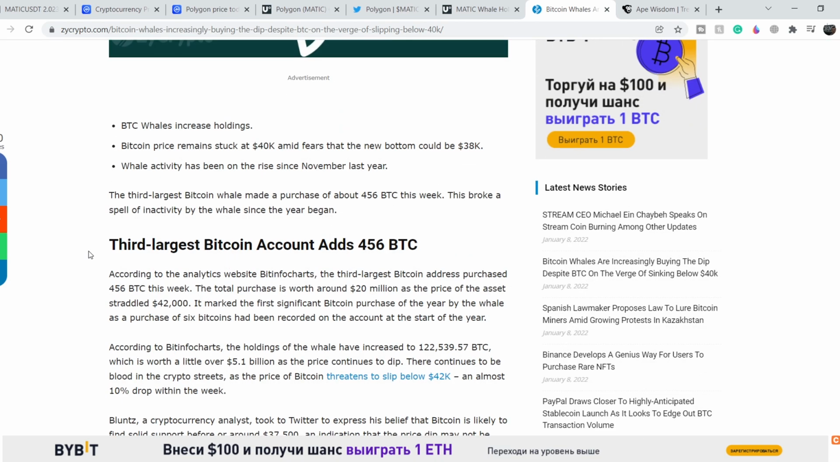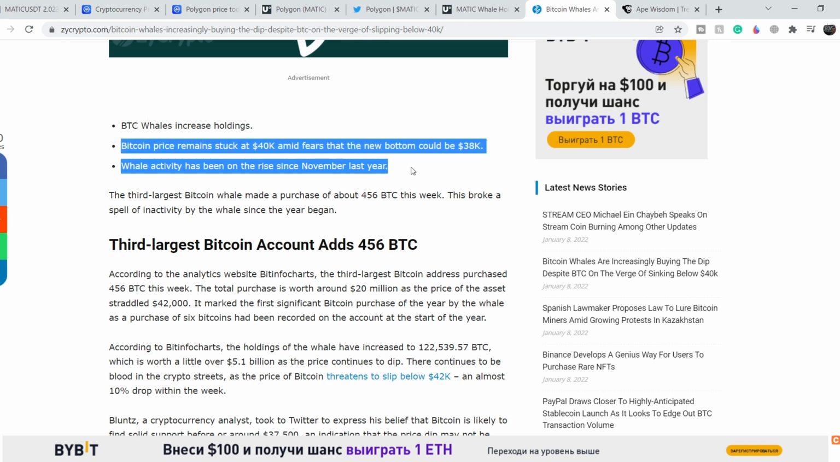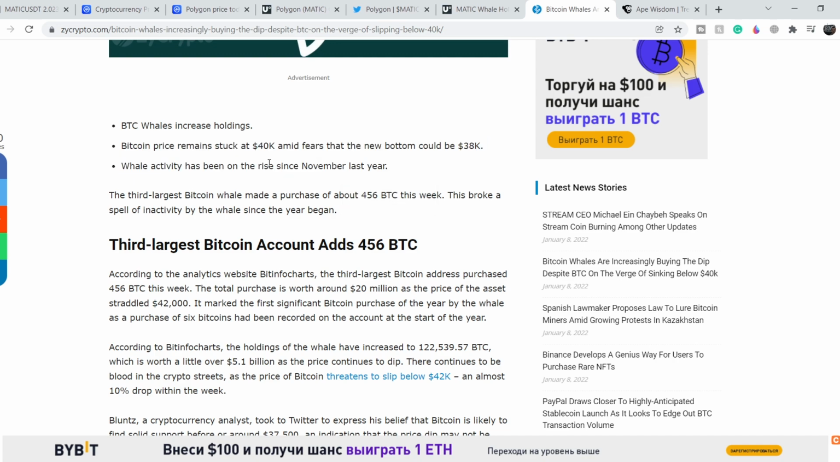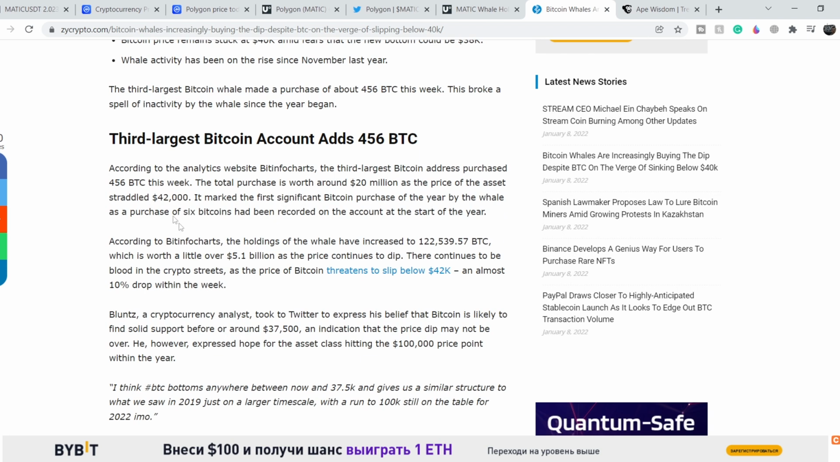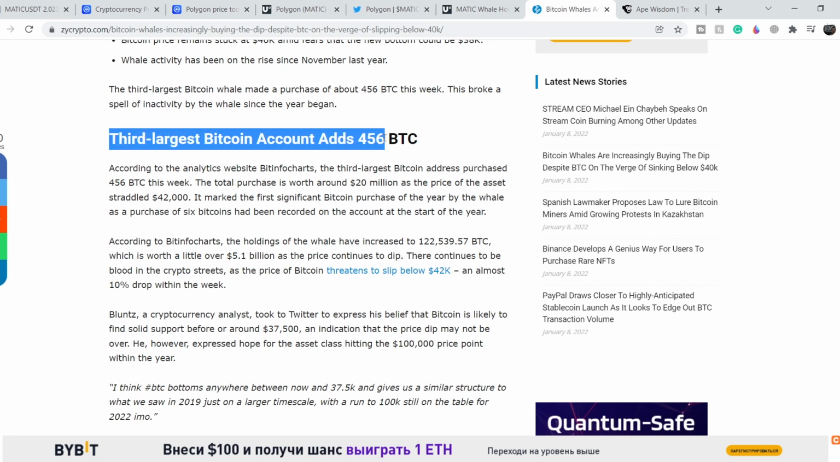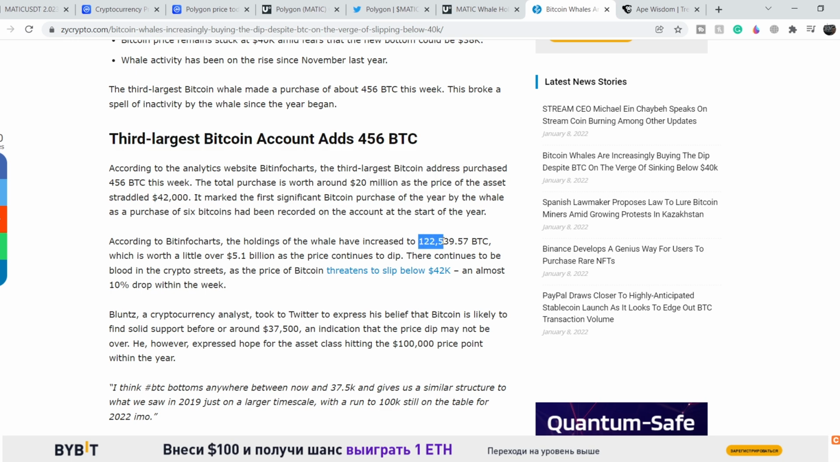And let me quote you these bullets. BTC whales increase holdings. Bitcoin price remains stuck at $40,000 amid fears that the new bottom could be 38K. Whale activity has been on the rise since November last year. And let me show you that the third largest Bitcoin account adds 456 BTC. And for now, it has more than 122.5 thousand Bitcoin, and it is worth over $5.1 billion.